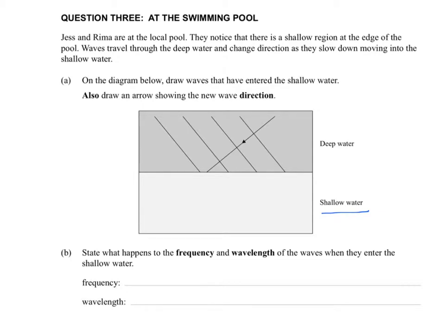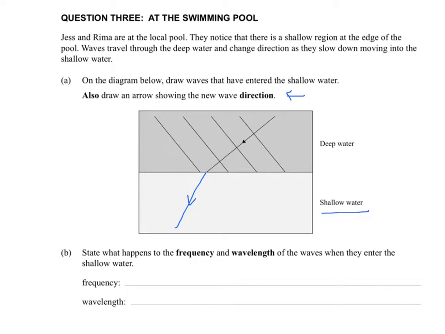Also draw an arrow showing the new wave direction. My preference for these questions is to draw the arrow showing the direction first, because that gives you a reference point to draw your new waves. So because we're going from deep to shallow water, it's similar as if you would be moving from air into glass or something with a higher optical density. So we're going to bend towards the normal.